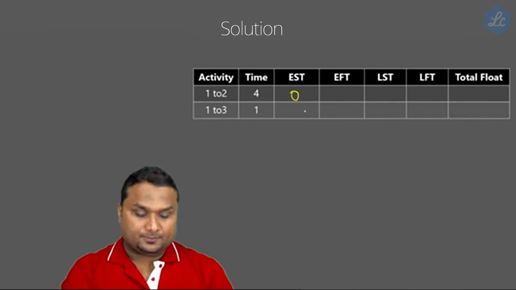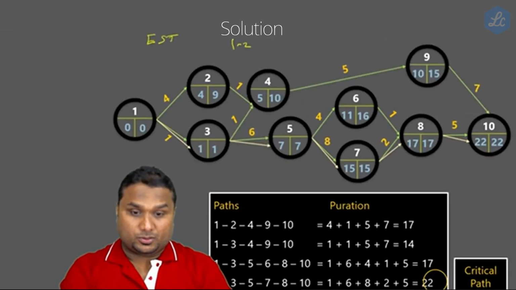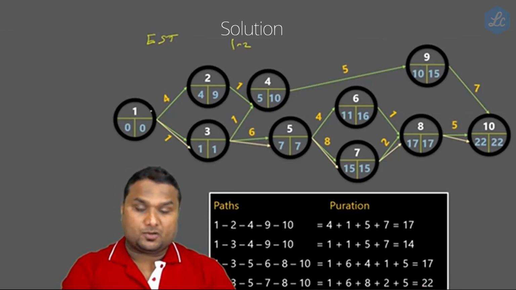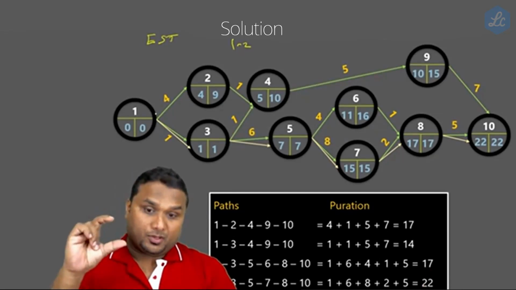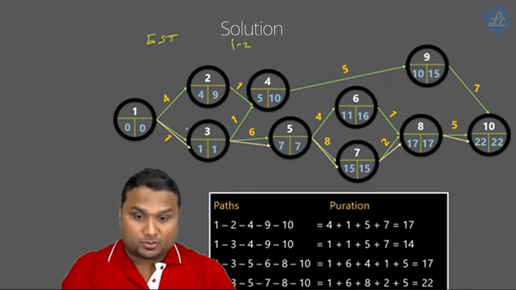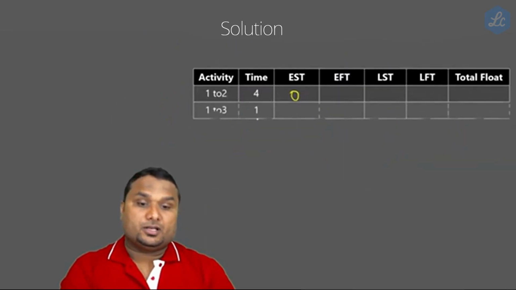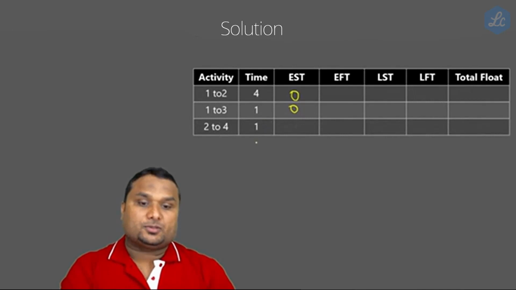Similarly, what is the earliest starting time of 1 to 3? The starting point is 1, so take the left side of 1. Left side of 1 is also 0. Now take 2 to 4.